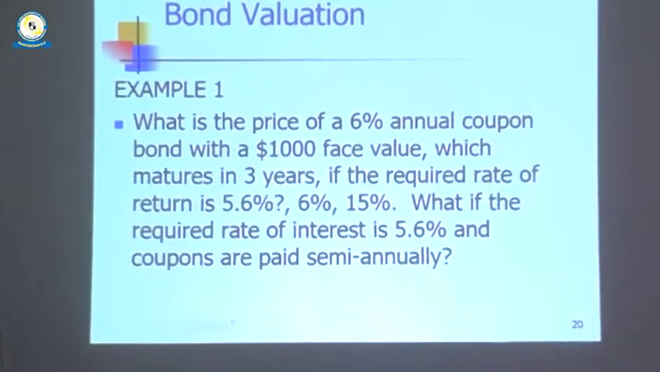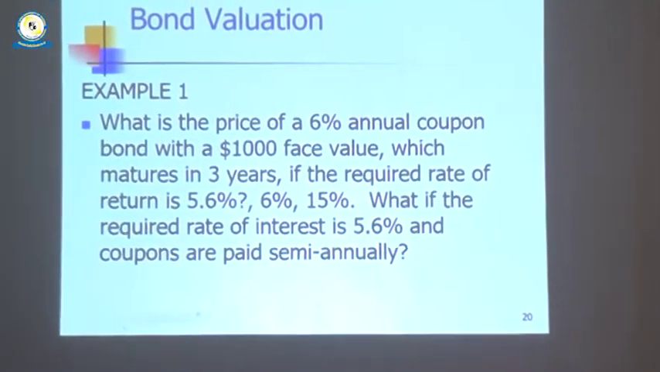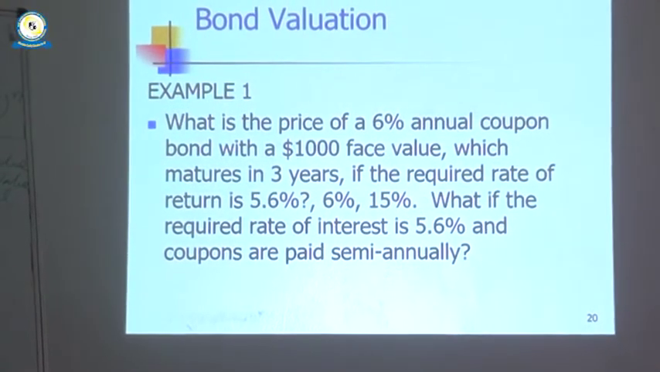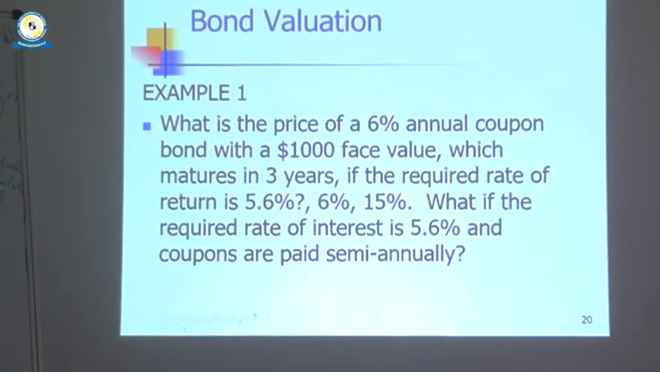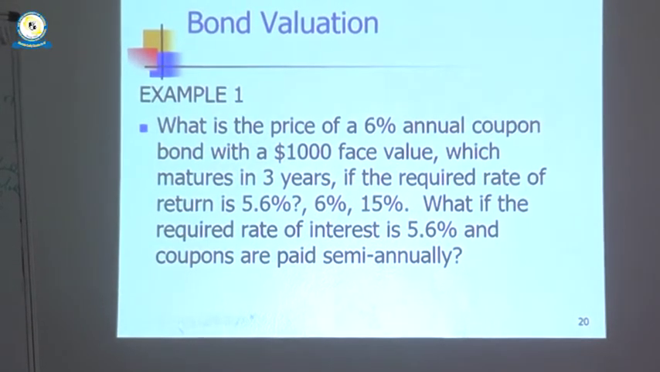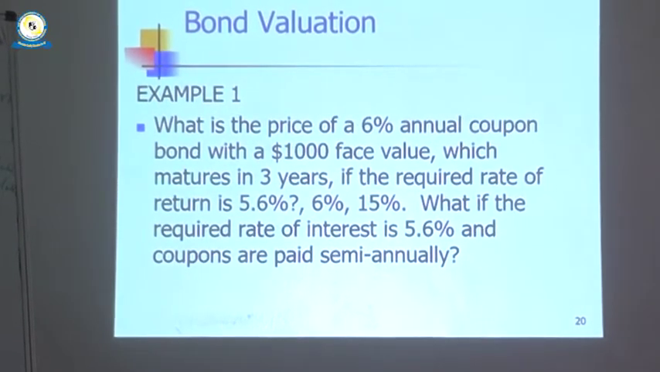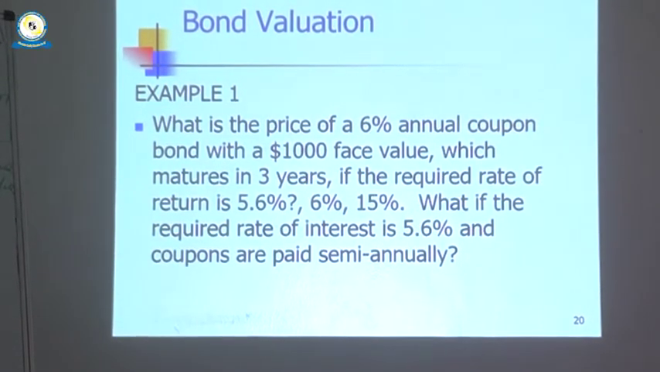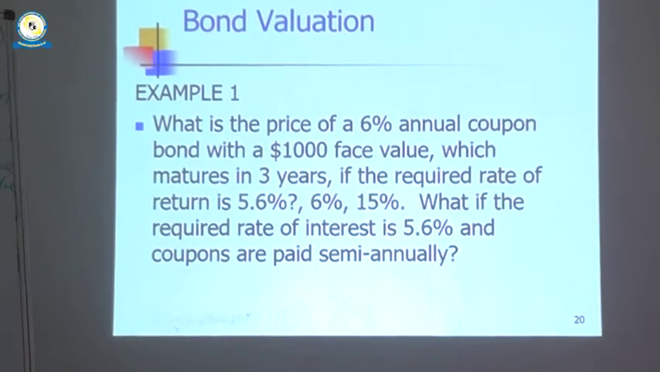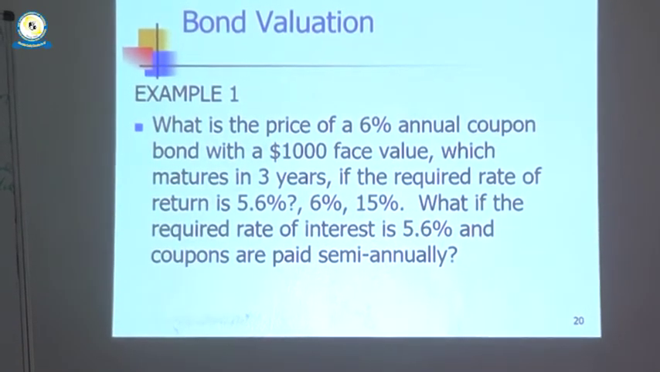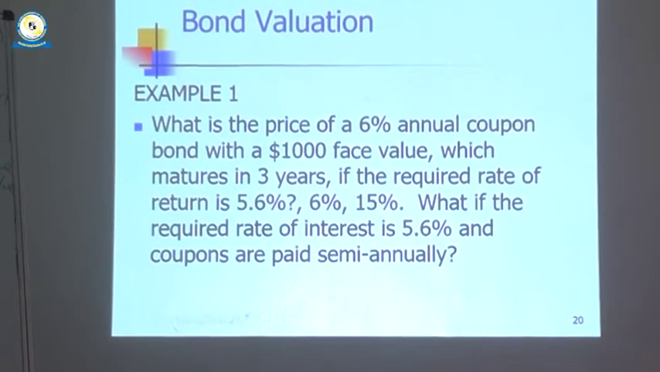For example, now you can be asked to find the price of the bond. When you are given a question looking for the price of the bond, for example, what is the price of a 6% annual coupon bond with a 1,000 US dollars face value, which matures in 3 years, if the required rate of return is 5.6% or 6% or 15%, and what if the required rate of interest is 5.6% and coupons are paid semi-annually?